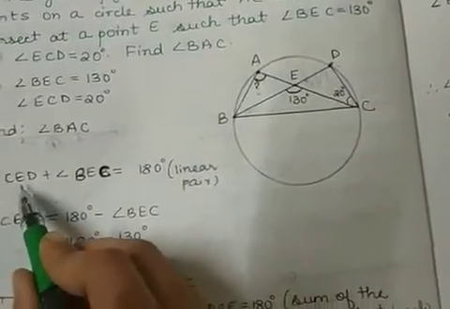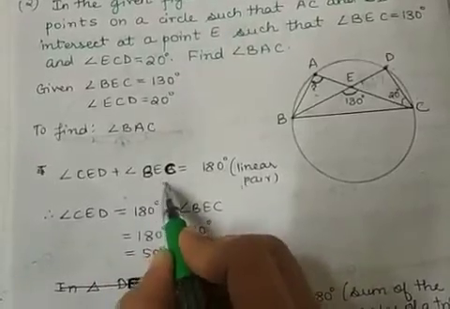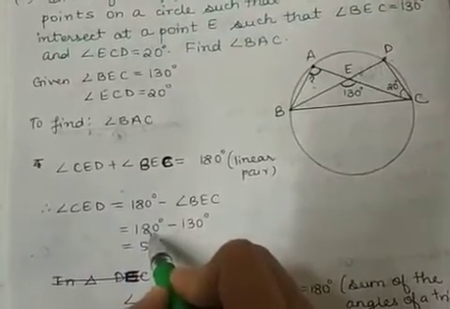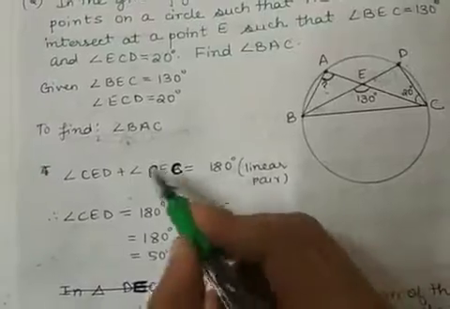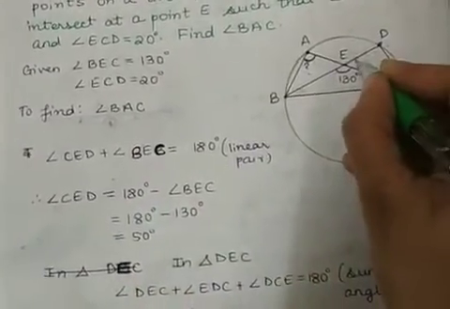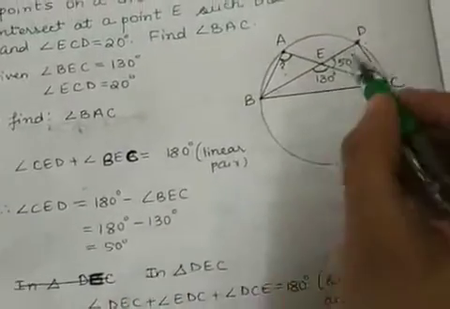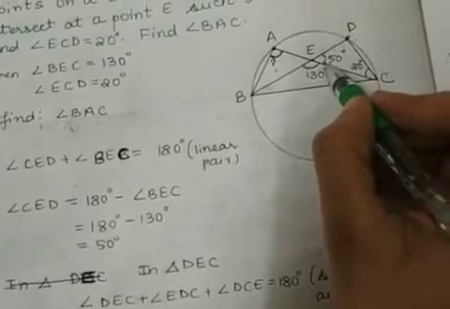So what is angle CED? Angle CED is 180 degrees minus angle BEC, which is 180 degrees minus 130 degrees. This is 130. So I get this angle as 50 degrees. Okay, now I got this angle as 50 degrees.